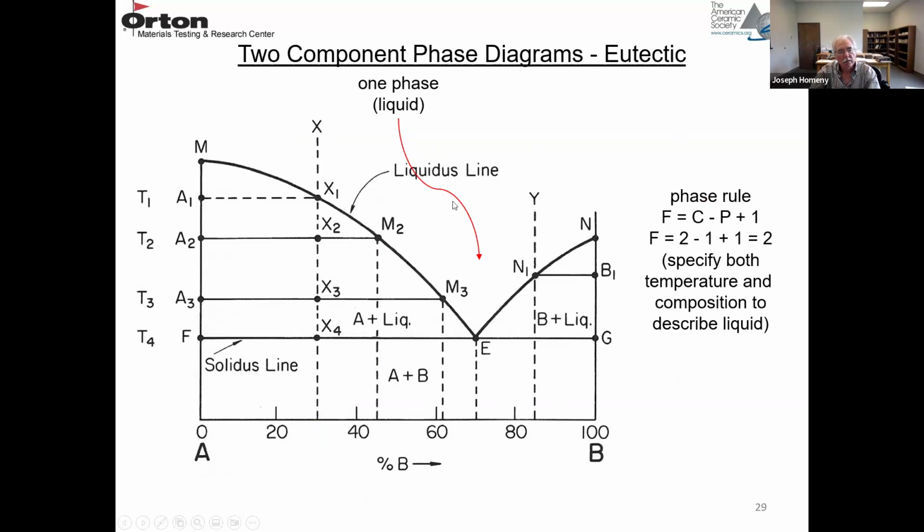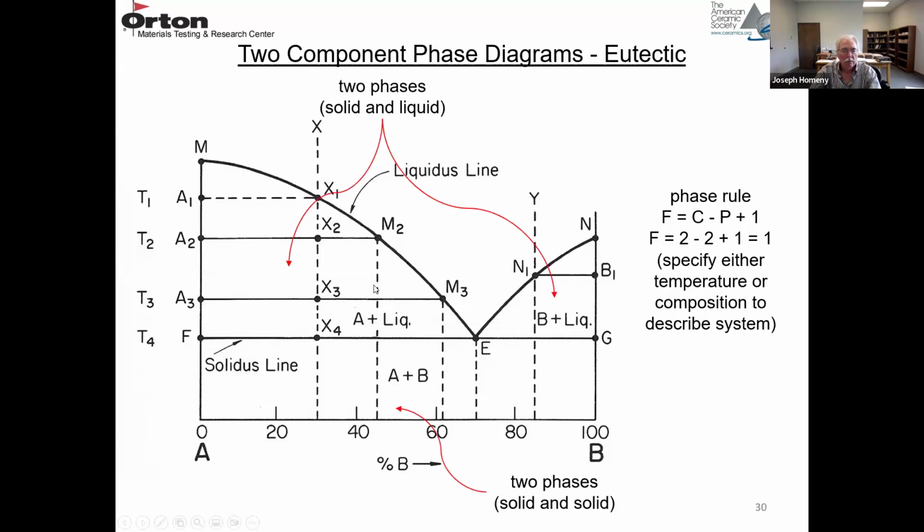So in this liquid region, we have one phase, liquid, present. So P is 1, C is 2, so F equals 2 minus 1 plus 1, or 2. So you have to specify both temperature and composition in this region to describe the liquid. And then the liquid is a one-phase system.